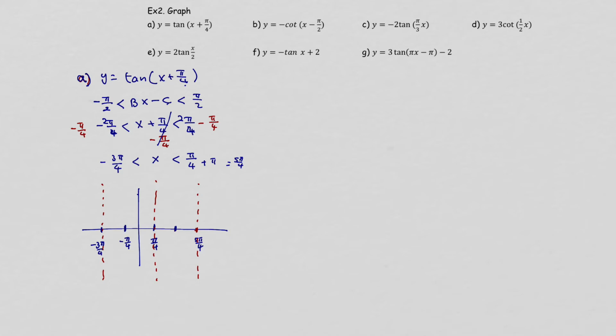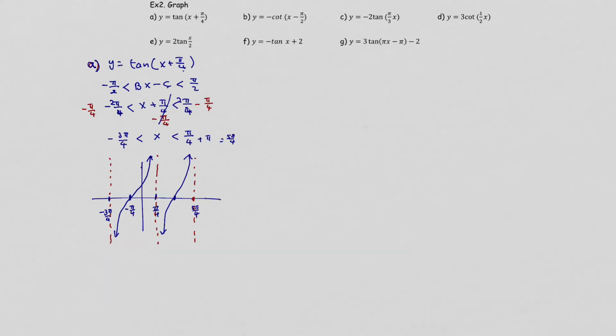So now if we draw the tangent graph, it starts from the right side going down the left side, right? Do that for both. And that's how we're going to graph the given tangent functions.